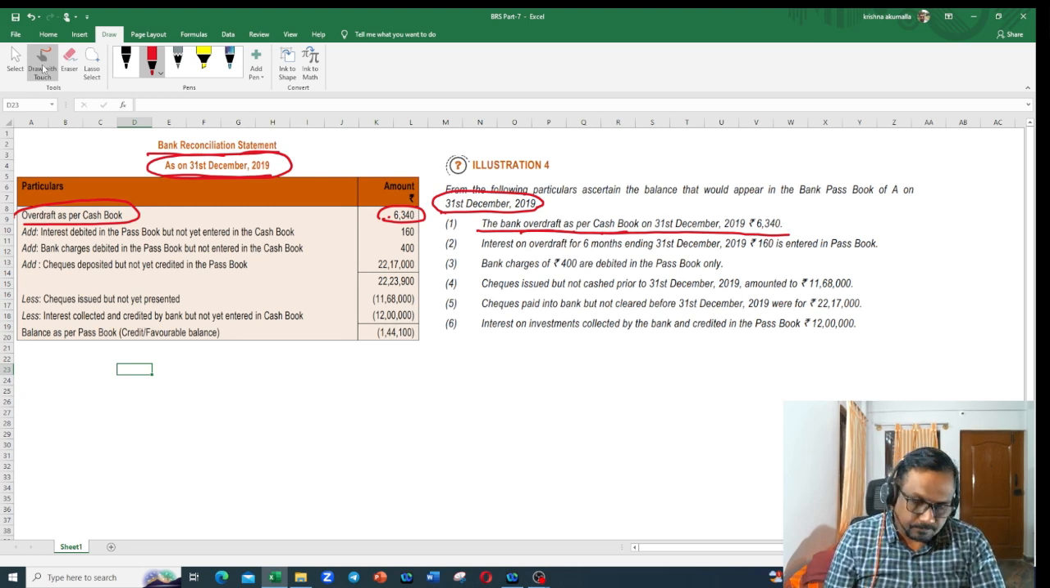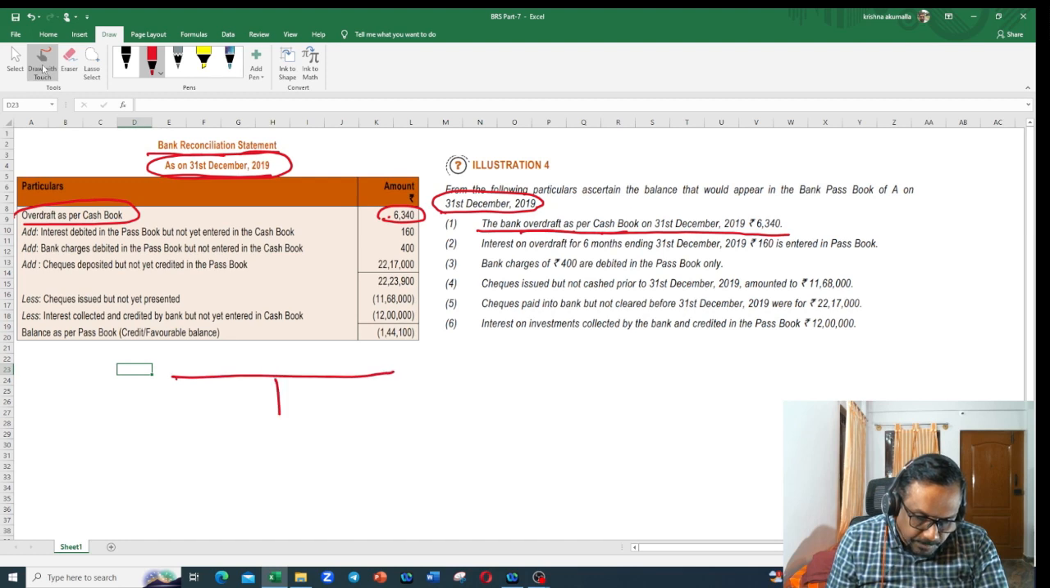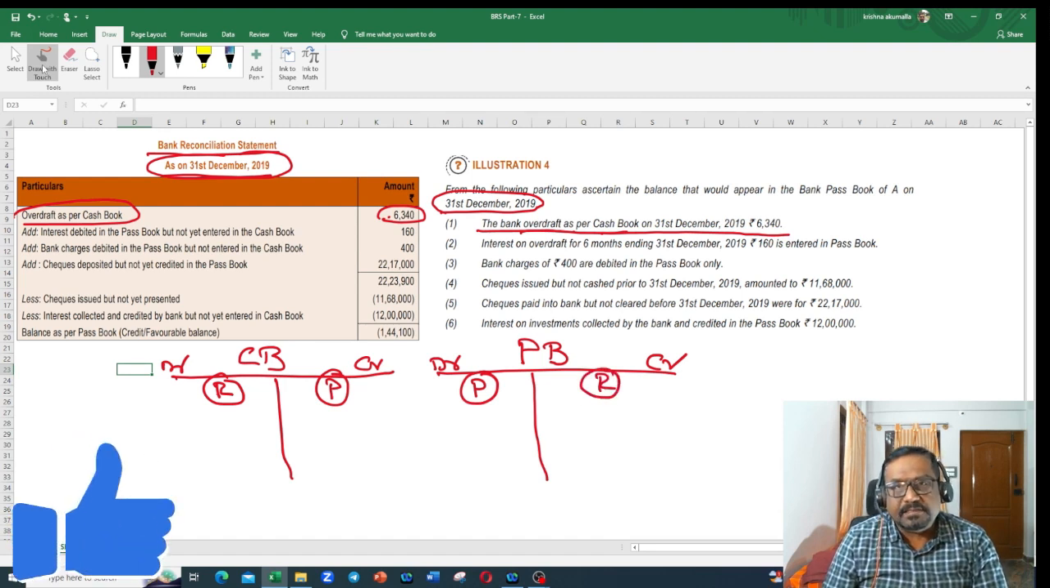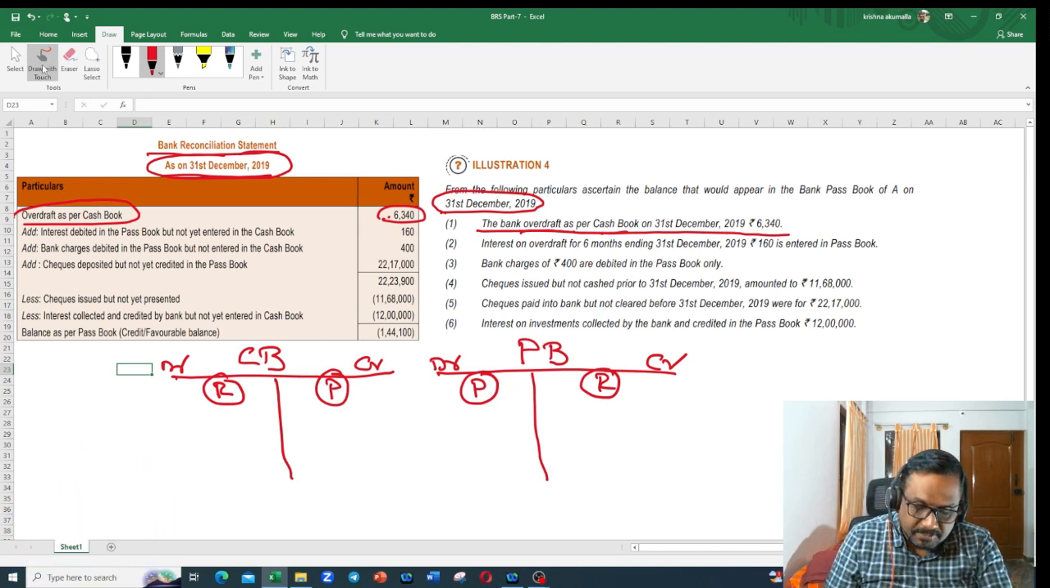Now, what did I say? There are some rules I told you. First rule, you need to prepare one cash book and passbook. This is debit, this is credit. This is debit, this is credit. This is called receipt side, this is called payment side. This is called payment side, this is called receipt side. You should never forget these things. Why it is called receipt side and why it is called payment side, that also I already explained. You can go through the three columnar cash book, where I explained it in detail.